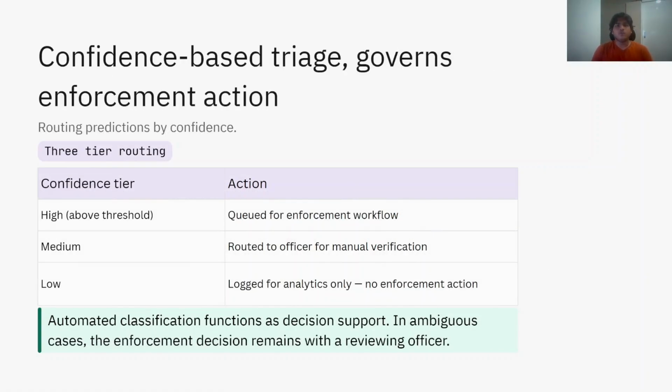Because this feeds an actual enforcement flow, the system doesn't just output a label and walk away. Every detection gets routed by confidence. High confidence goes straight into the enforcement queue, medium gets routed to an officer for manual verification, and low gets logged for analytics only. No action is taken. The model decision is support, not a decision maker. In anything ambiguous, a human officer will still make the call. That matters a lot here.